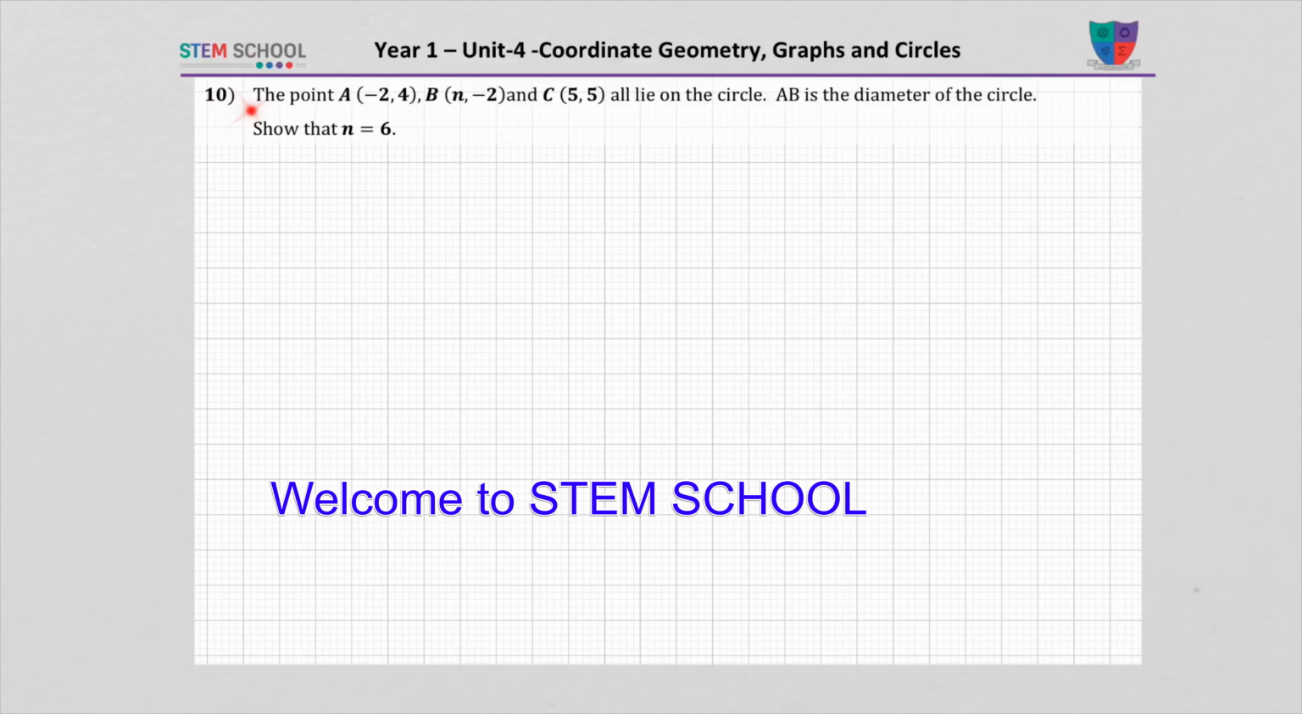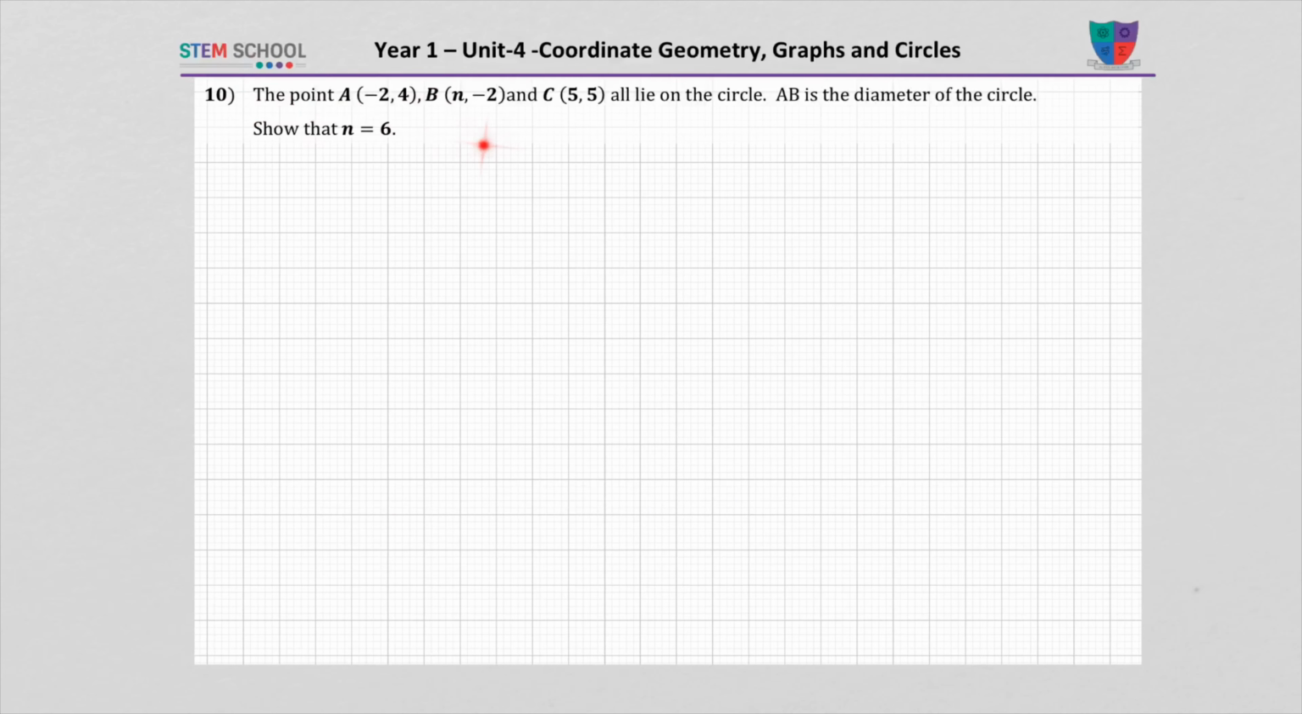Question 10. The points A, B, and C all lie on a circle. AB is the diameter of the circle. We need to show that n equals 6. These are the coordinates and n is here.